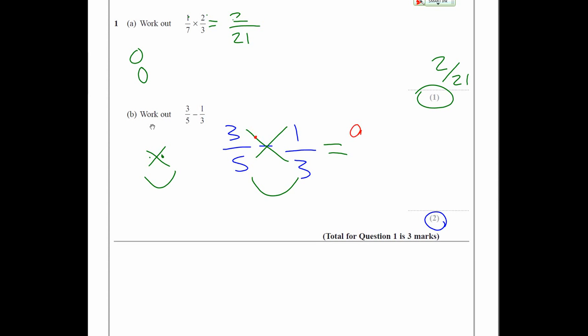3 times 3 is 9. There's a takeaway in the middle. 5 times 1 is 5. 5 times 3 is 15. So it's going to be 4 over 15 as your answer. Okay, 3 marks in the bag.